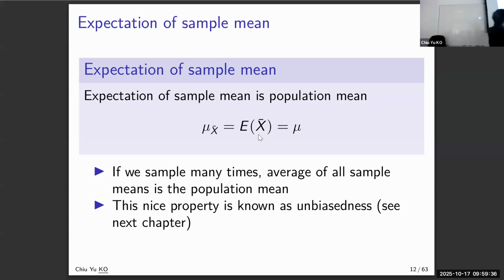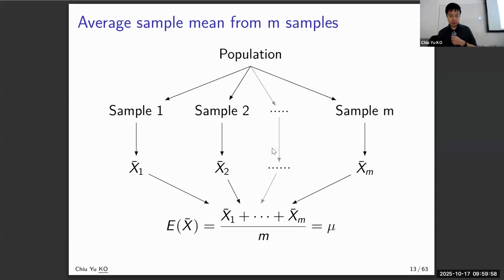So that means that on average, it's hitting the target, okay? Later we will see, if we have time, this is a very important property. It's called unbiasedness. On average, you get it right. You don't get it right every single time, maybe wrong every single time, but on average, you get it right, okay? And that is important, right?